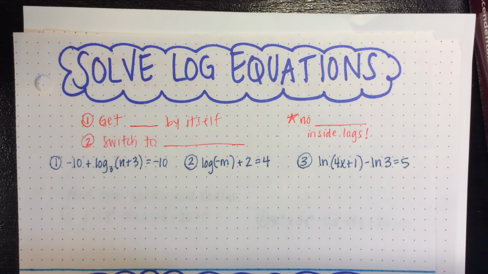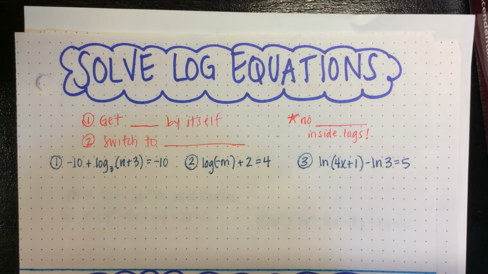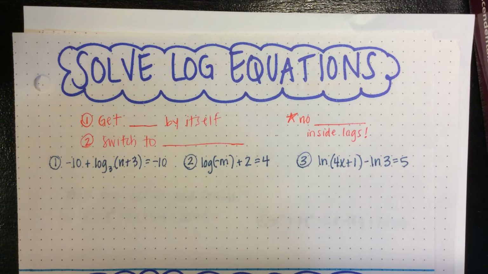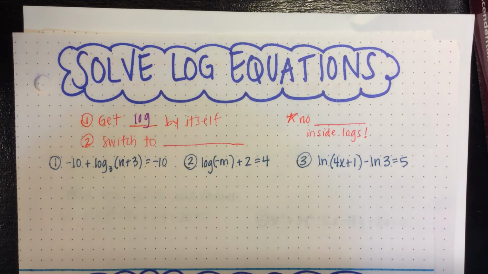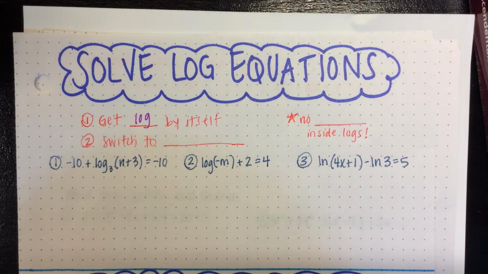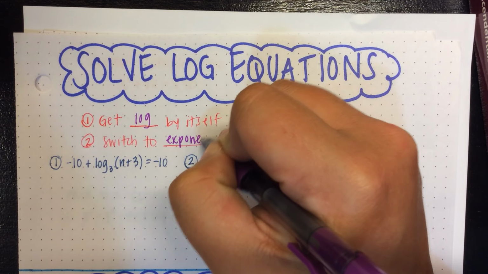Okay, now we're going to take those log properties and use them to solve log equations, right? The way that we're going to look at solving log equations today is to switch it to an exponential, right? We're going to use inverse operations. So the first step to solving these is to get the log by itself. So you want to get down to one log on one side, right? Then to solve it, we're going to switch it to an exponential.